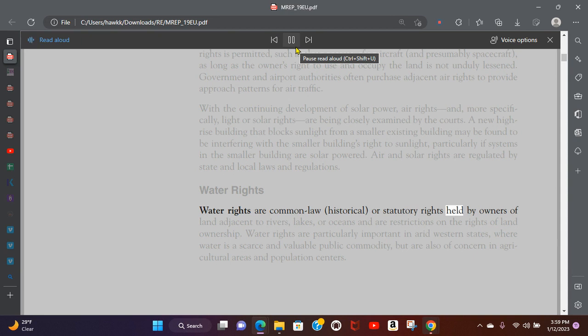Historical or statutory rights held by owners of land adjacent to rivers, lakes, or oceans are restrictions on the rights of land ownership. Water rights are particularly important in arid western states, where water is a scarce and valuable public commodity, but are also of concern in agricultural areas and population centers.